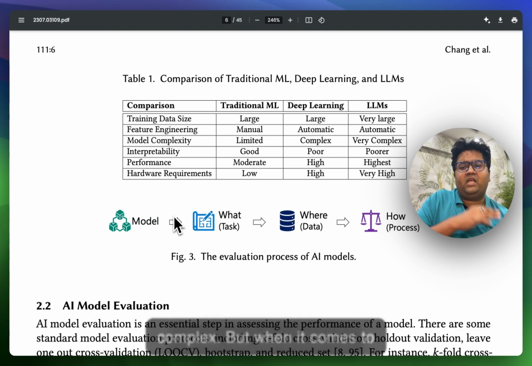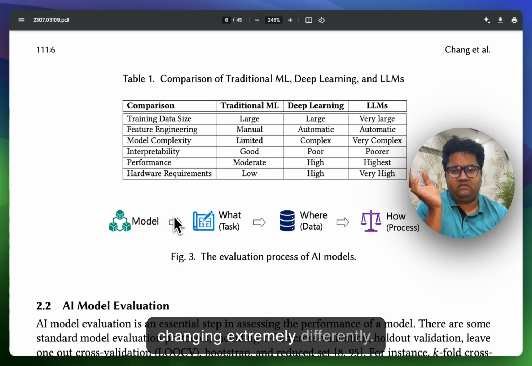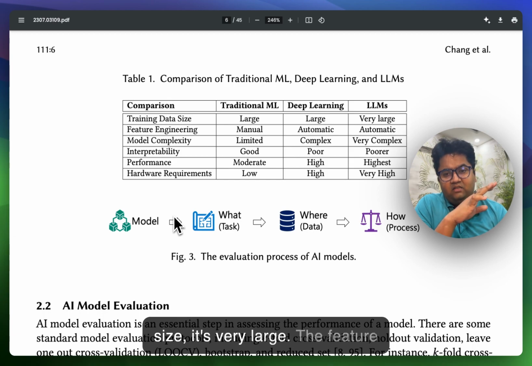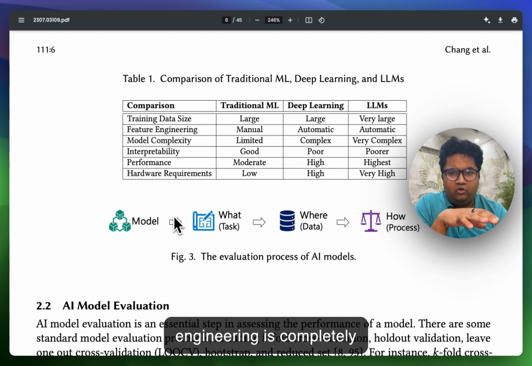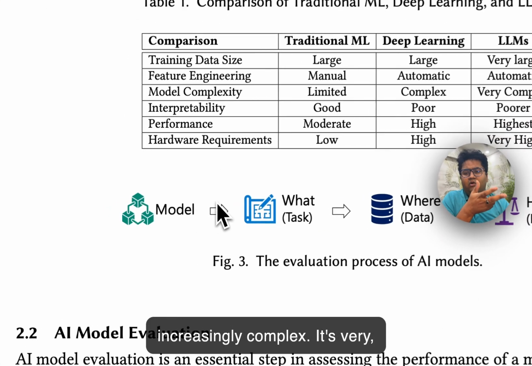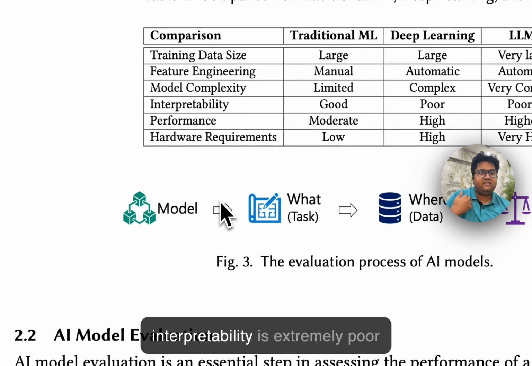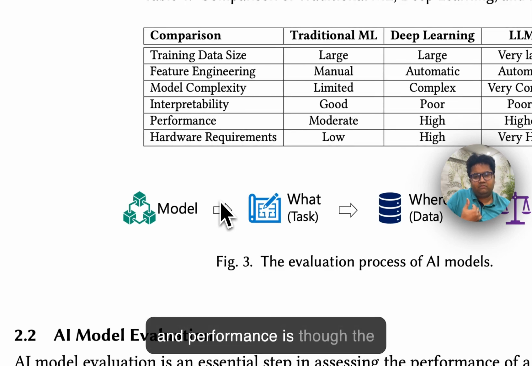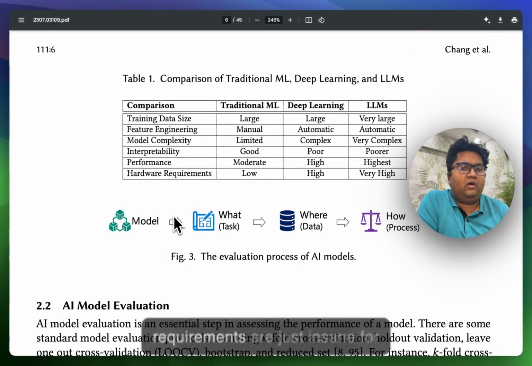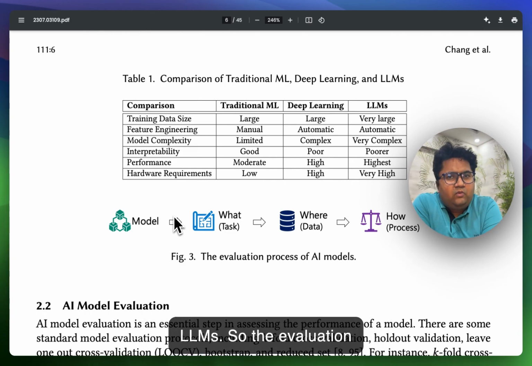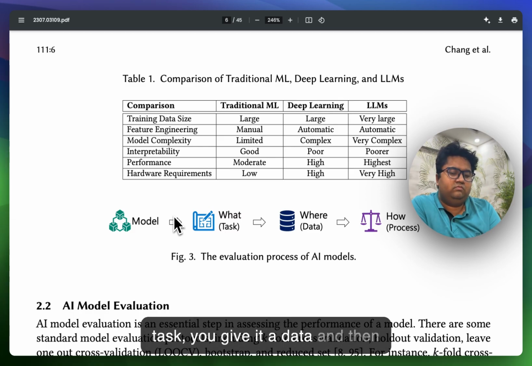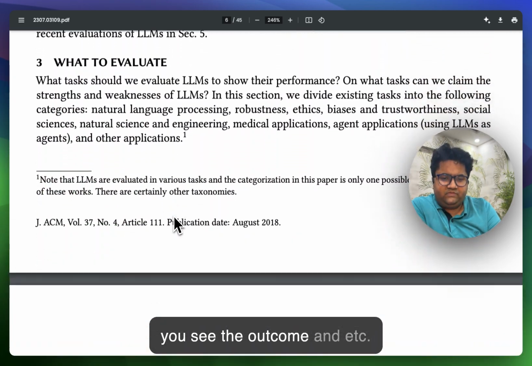But when it comes to LLMs, the dynamics are changing extremely differently. If you see the training data size, it's very large. The feature engineering is completely automated, very similar to deep learning. Model complexity is increasingly complex. It's very, very complex. And then the interpretability is extremely poor, and performance is the highest, but again, it can be debated for what sort of use cases. And hardware requirements are just insane for LLMs. So the evaluation process for AI models, you have a model, you give it a task, you give it data, and then you see the outcome, etc.